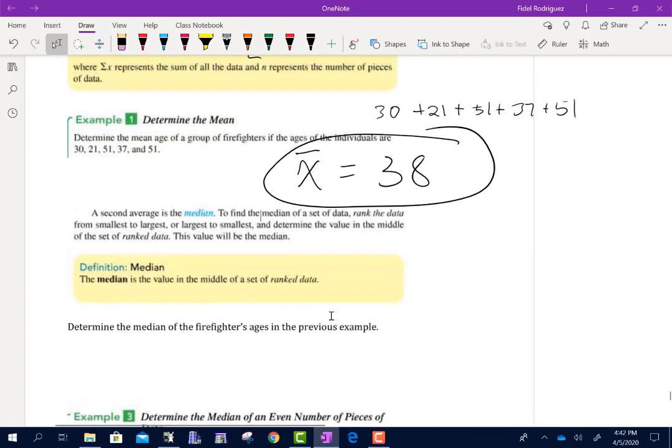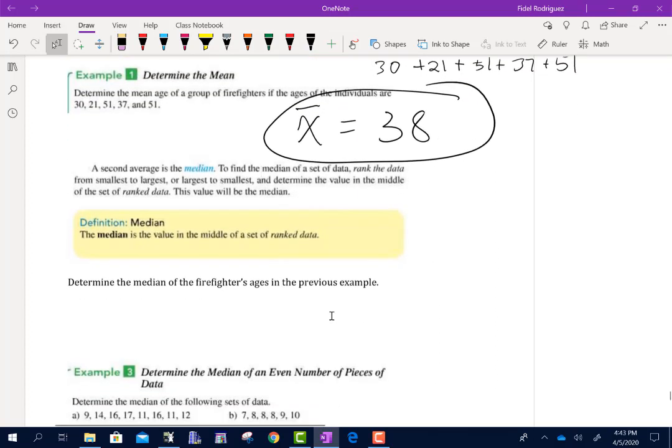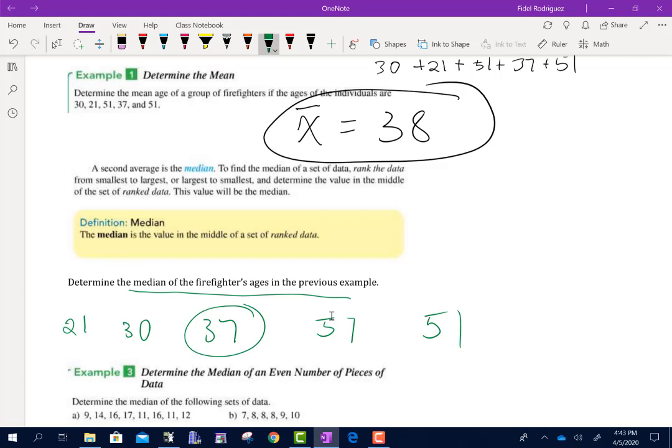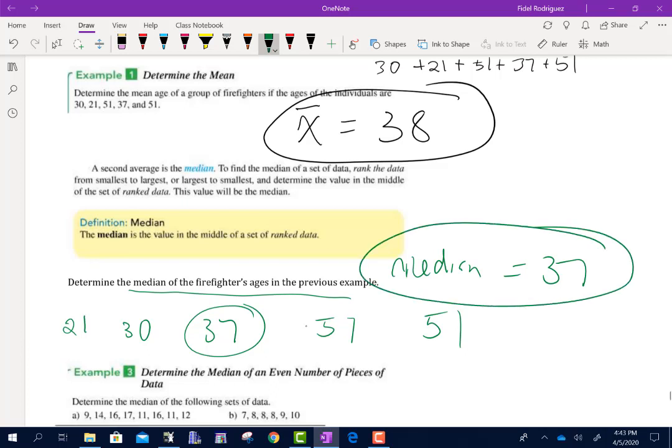Okay, so the second part here says a second average is what we call the median. So remember how we find the median. We're going to take our numbers and arrange them in order from smallest to biggest, and then pick the one in the middle. It says determine the median of the firefighters' ages in the previous example. The smallest number we had was 21, then 30, 37, 51, and another 51. So the median is going to be 37. It's just the one in the middle, okay?